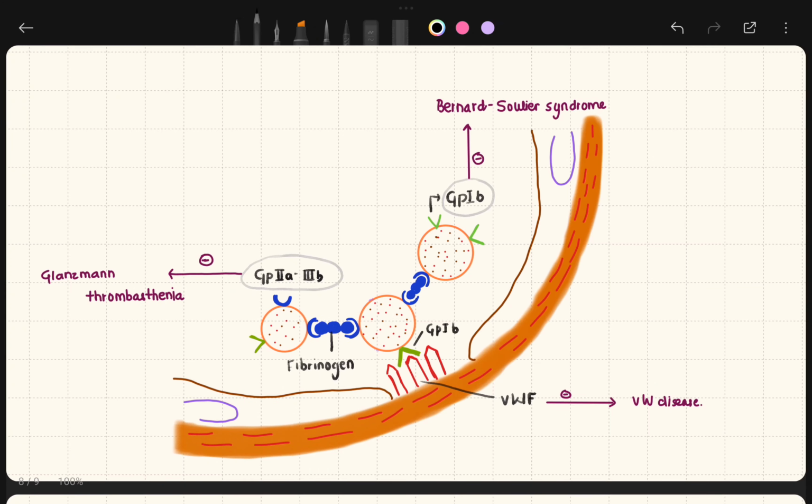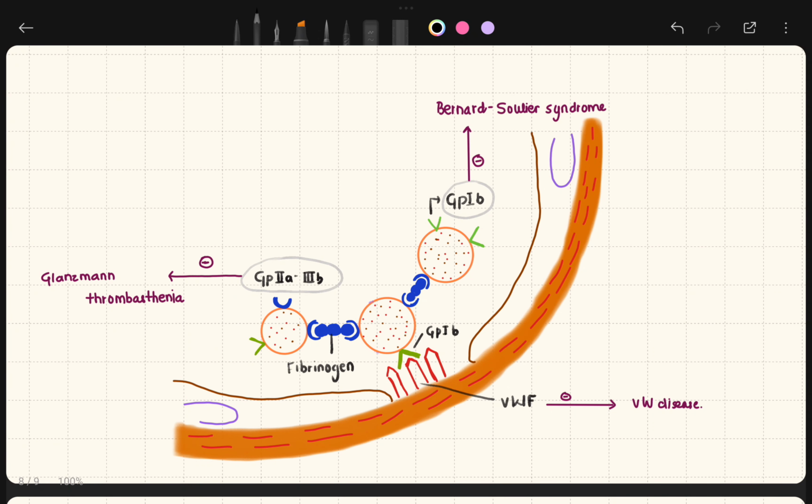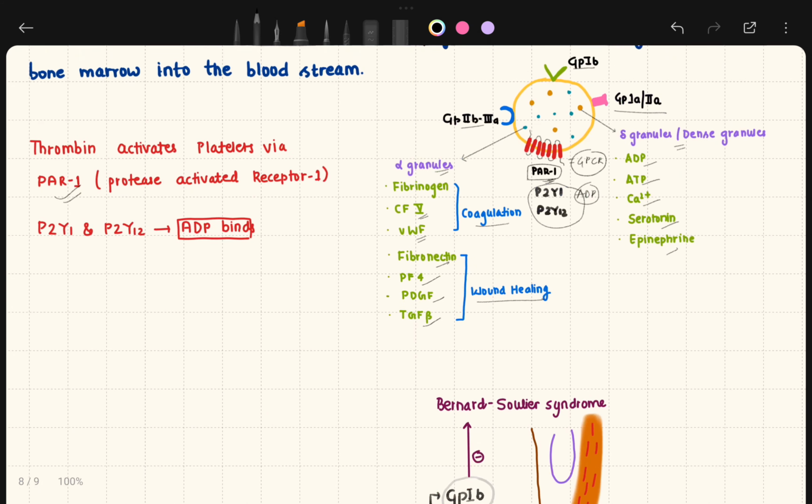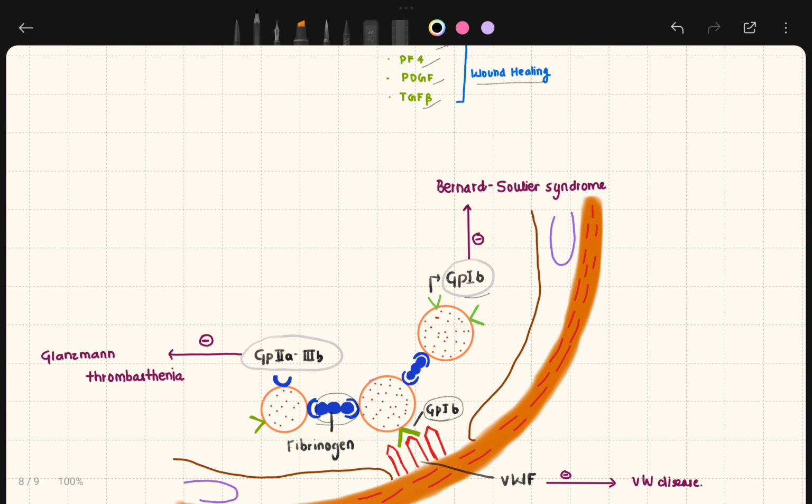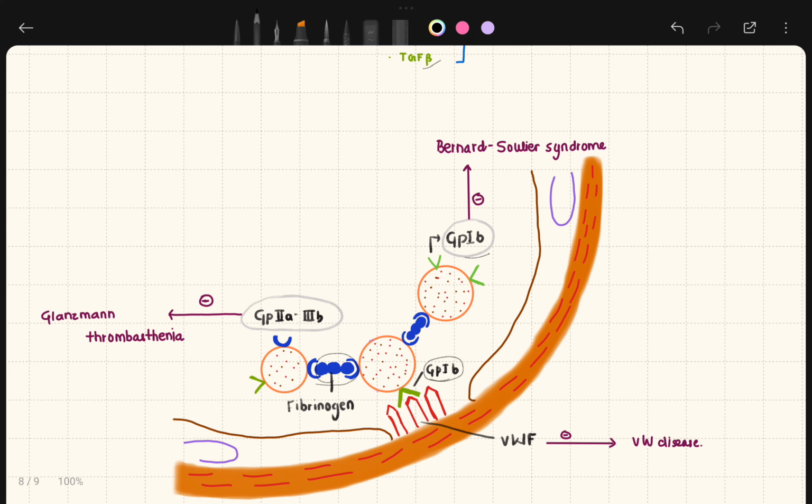Now this is a very detailed diagram of how these receptors work. This is the glycoprotein 2B 3A receptor, which is going to bind with fibrinogen and help in the aggregation of the platelets. GP1B will bind to the von Willebrand factor. And there is another receptor that we studied, GP1A, which is not depicted over here. It binds with the collagen present in the subendothelial space.